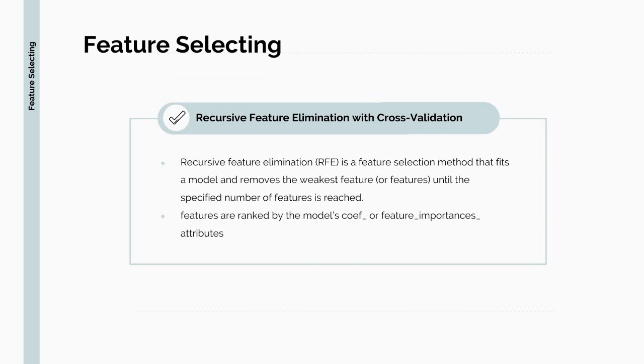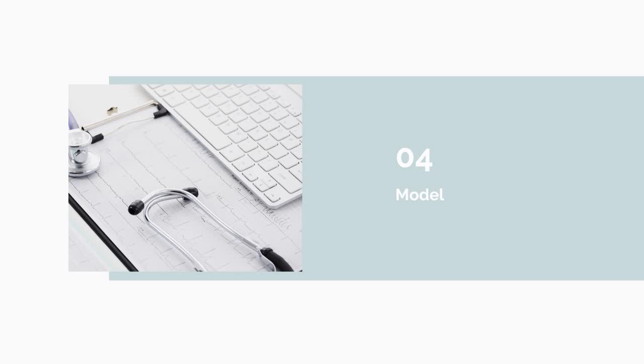The final selection method is recursive feature elimination, or RFE. RFE is a feature selection method that fits the model and removes the unimportant features every time that it trains models, until the specified number of features is reached. Features are then ranked by importance.